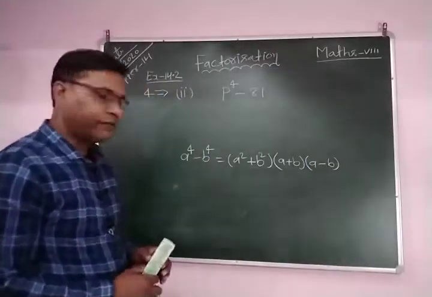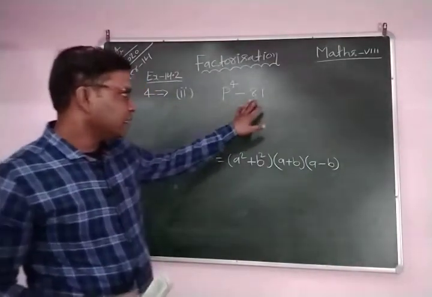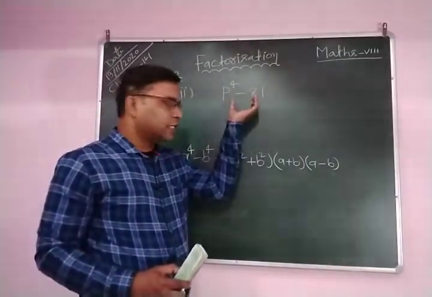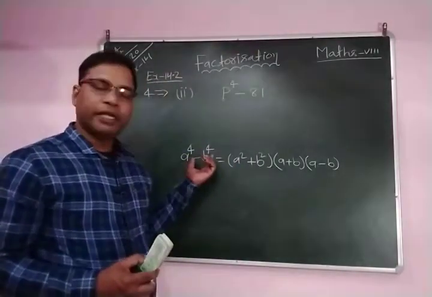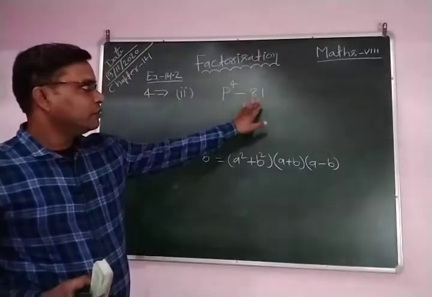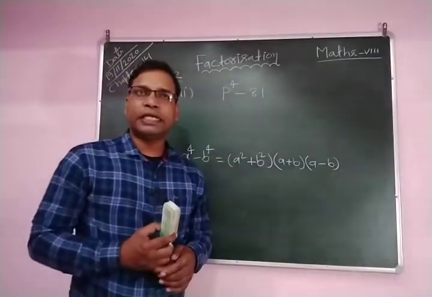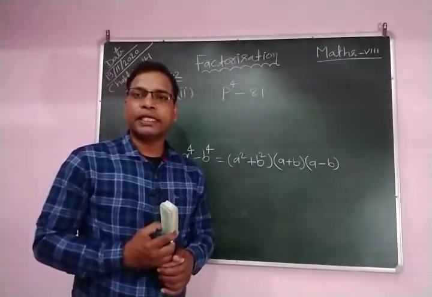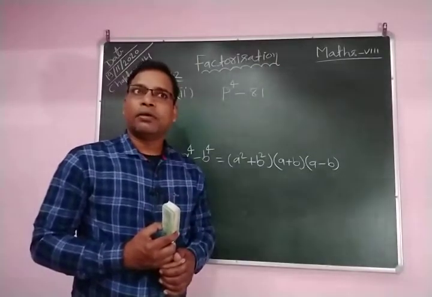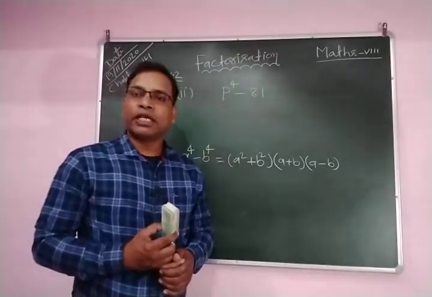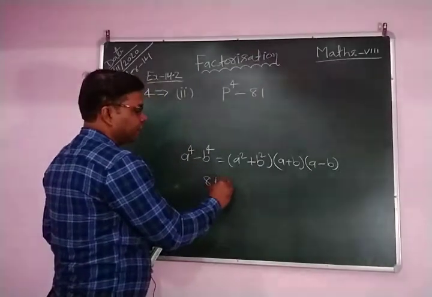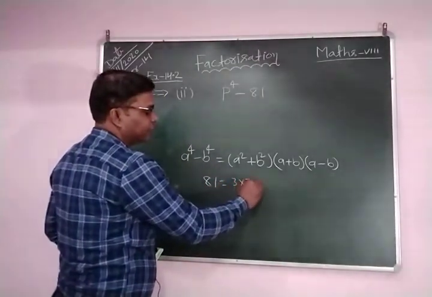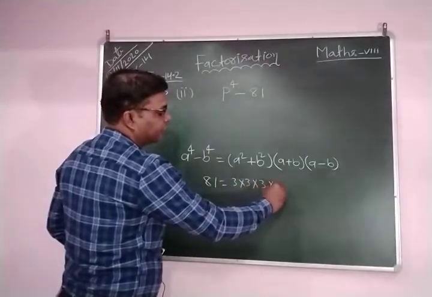Here we find the factors of this. So also we can write the given expression in this form, a power 4 minus b power 4. So how can we write? You know very well 81 is the form of product of 4 times of 3. Means you can write 81 is equal to 3 into 3 into 3 into 3.